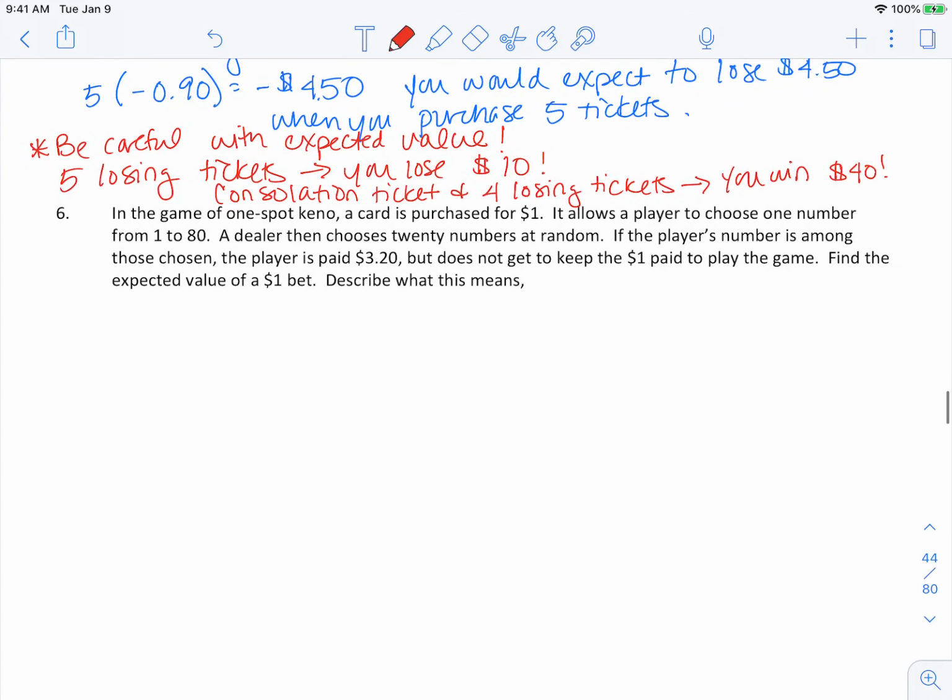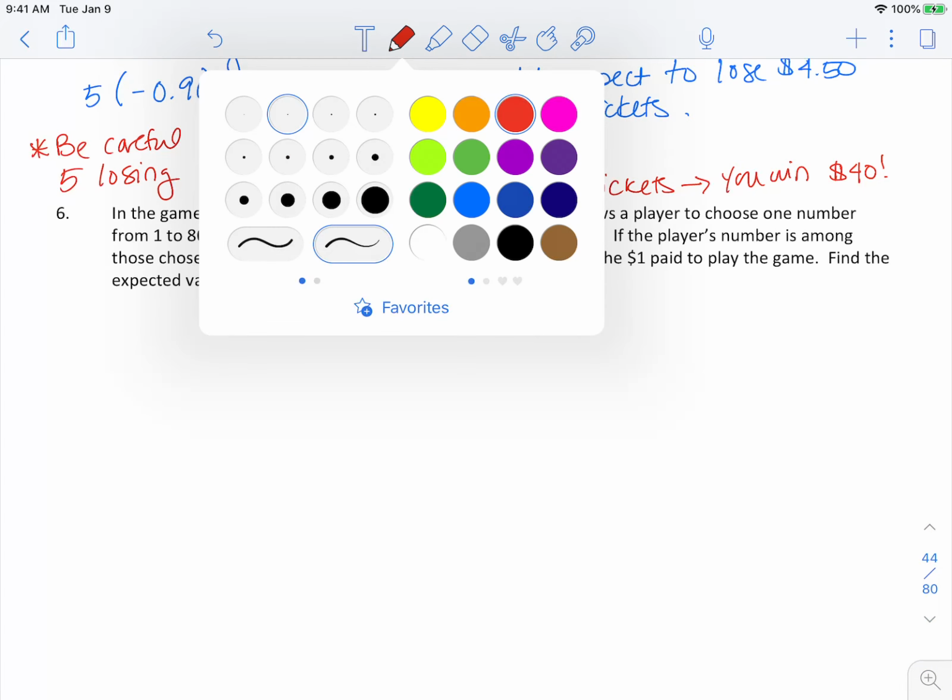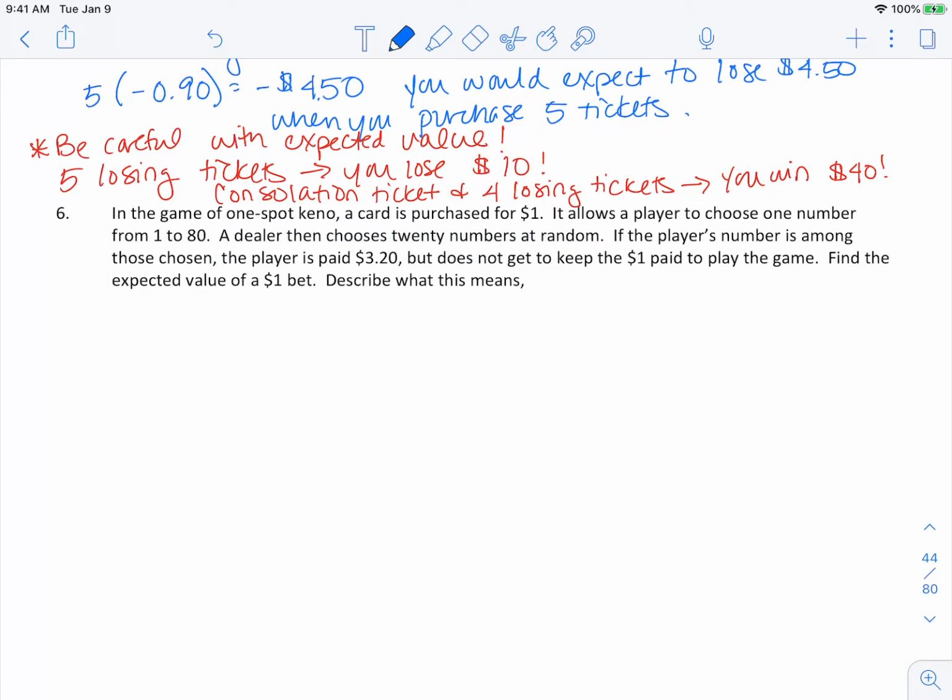All right, last one. In a game of 1-spot Keno, a card is purchased for $1. It allows a player to choose one number from 1 to 80. A dealer then chooses 20 numbers at random. If the player's number is among those chosen, the player is paid $3.20, but does not get to keep the dollar paid to play the game. Find the expected value of a $1 bet and describe what this means. So go ahead and do this one, please.